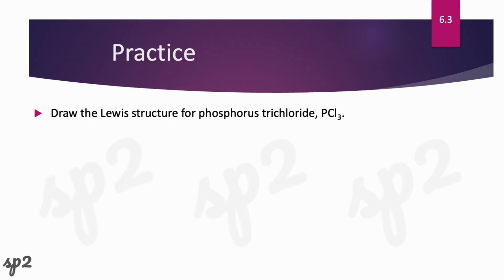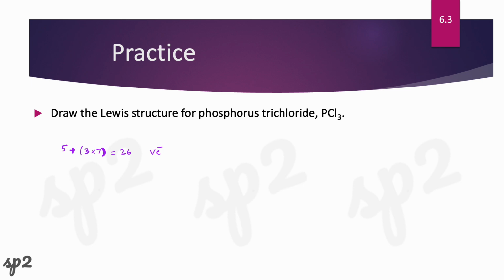Okay, so here is our first practice. Draw the Lewis structure for phosphorus trichloride. I'm going to start with the very first step, which is counting our valence electrons. For phosphorus, I'm going to have 5 electrons. For each chlorine, I'm going to have 7, and I have 3 of them, so that should be 3 by 7. And that would give me 26, right?